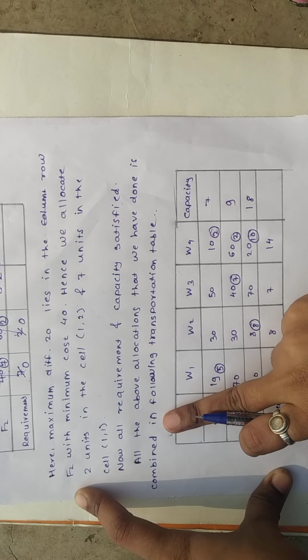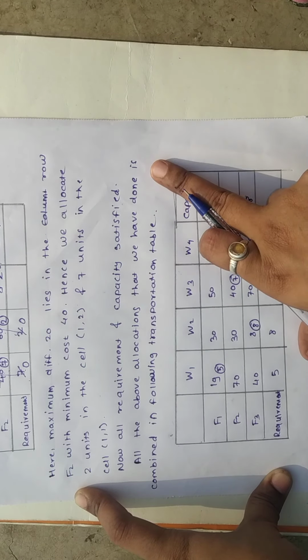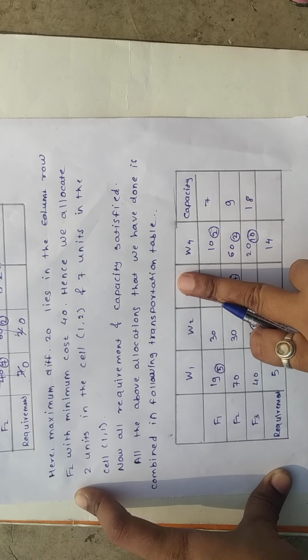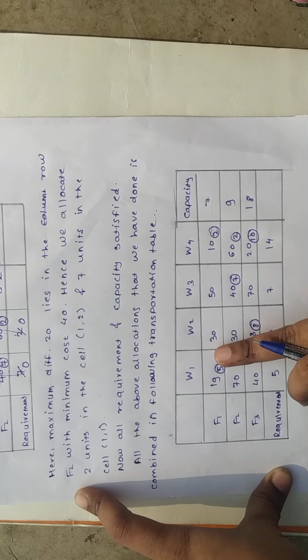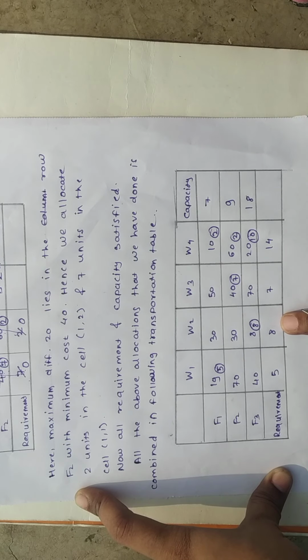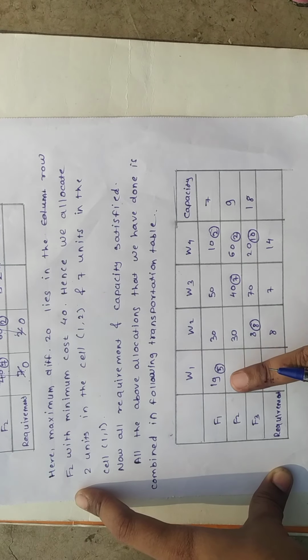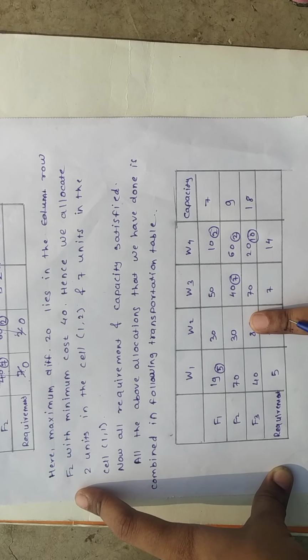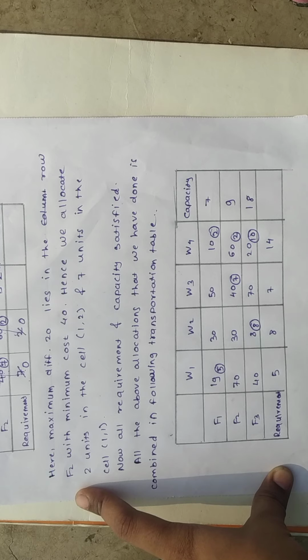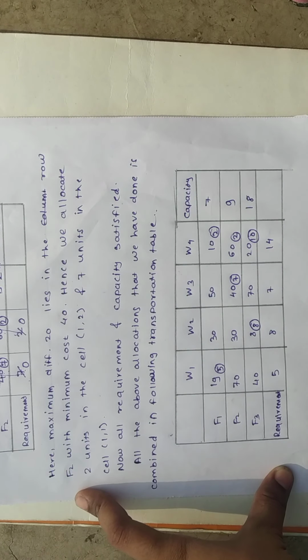So all the above allocations that we have done are combined in a single transportation table. So we write here the allocations. Here the number of allocations are 1, 2, 3, 4, 5, 6. There are 6 allocations. Now we find out the total transportation cost.